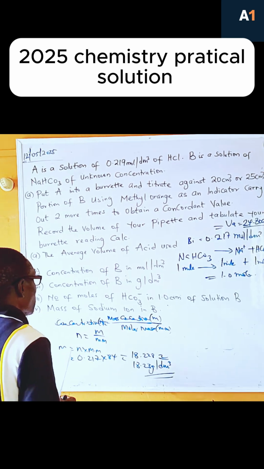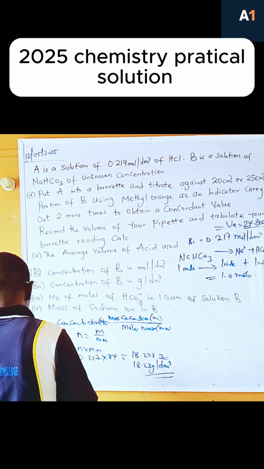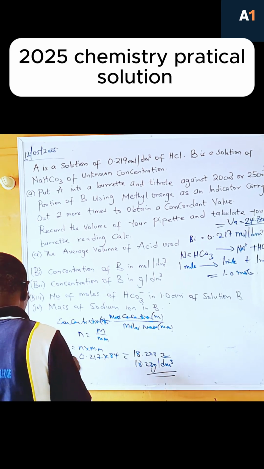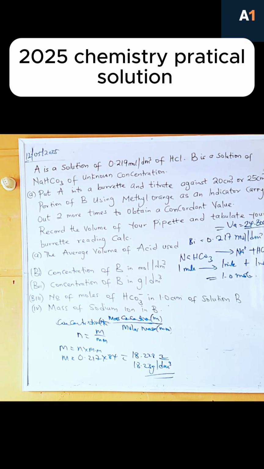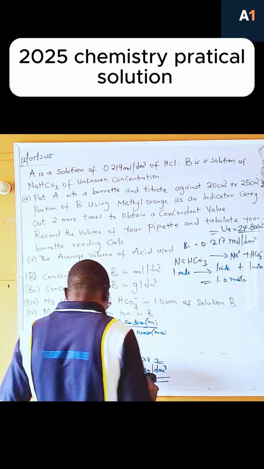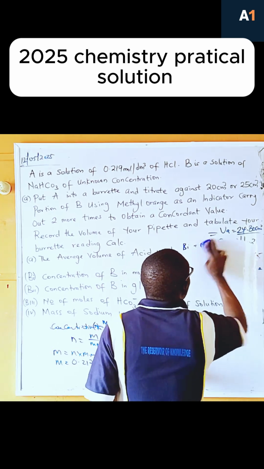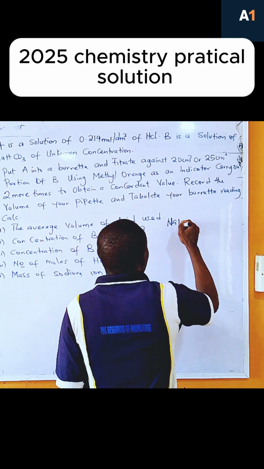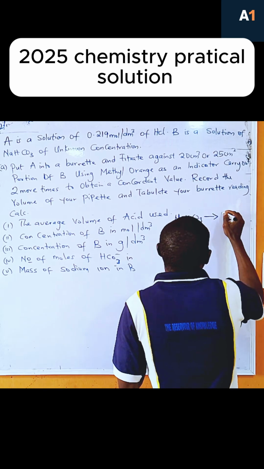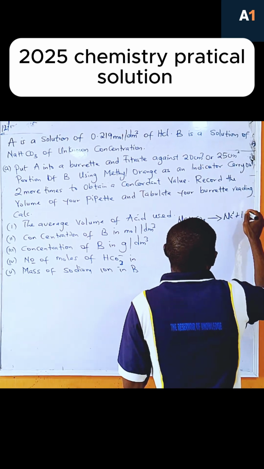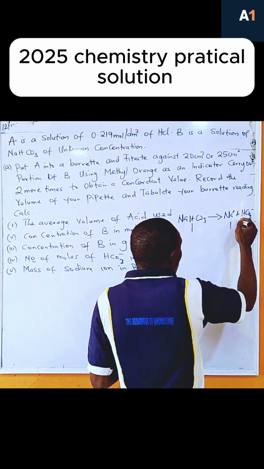Then the last one is the mass of sodium in B. The mass of sodium ion in B is what we want to calculate now. NaHCO3, when you break it down, will form Na ion plus HCO3 ion. 1 mole of this is also equivalent to 1 mole of this.